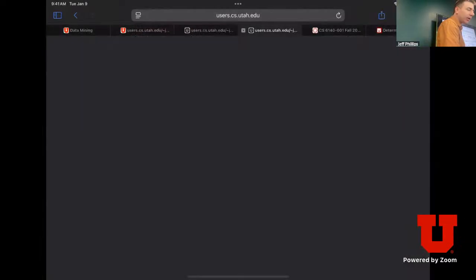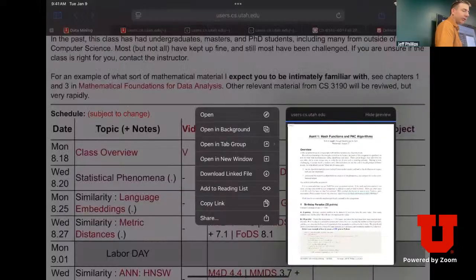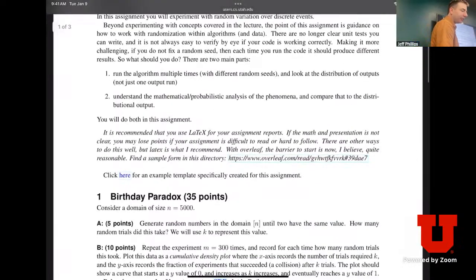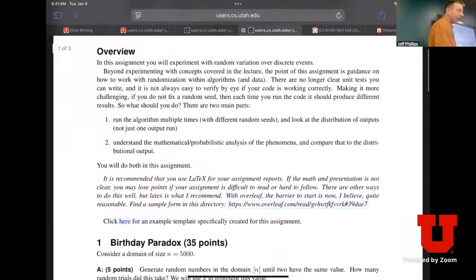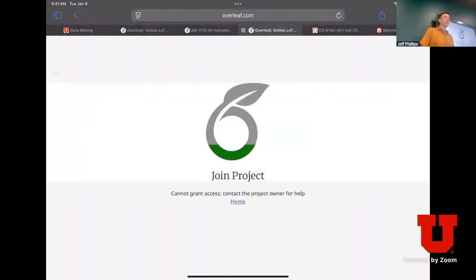For the homework, if you click on here, you'll see the PDF. It's linked off of here. Then you'll turn it in through Gradescope. Instructions are at the top. If you click on this link here, it will take you to a template inside of Overleaf. If you haven't, who's used Overleaf before? Who's used LaTeX before? Has anyone not ever used LaTeX before?